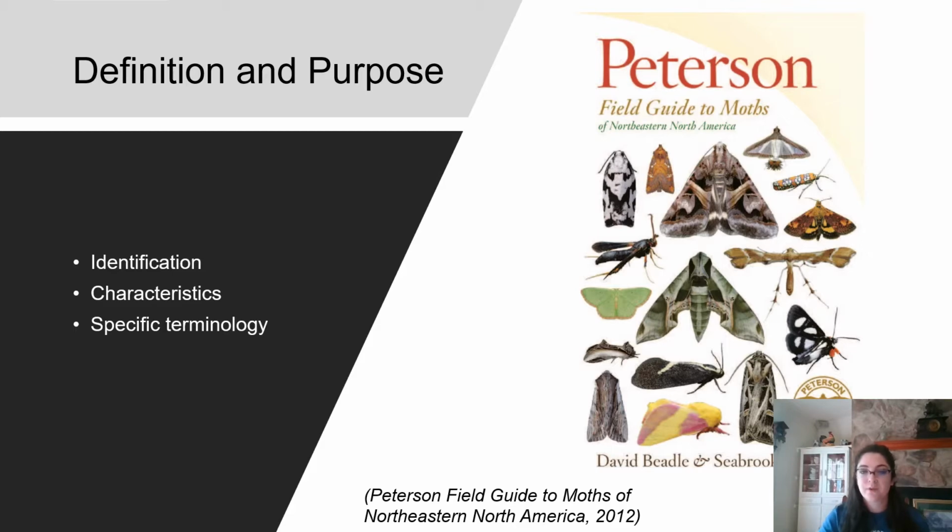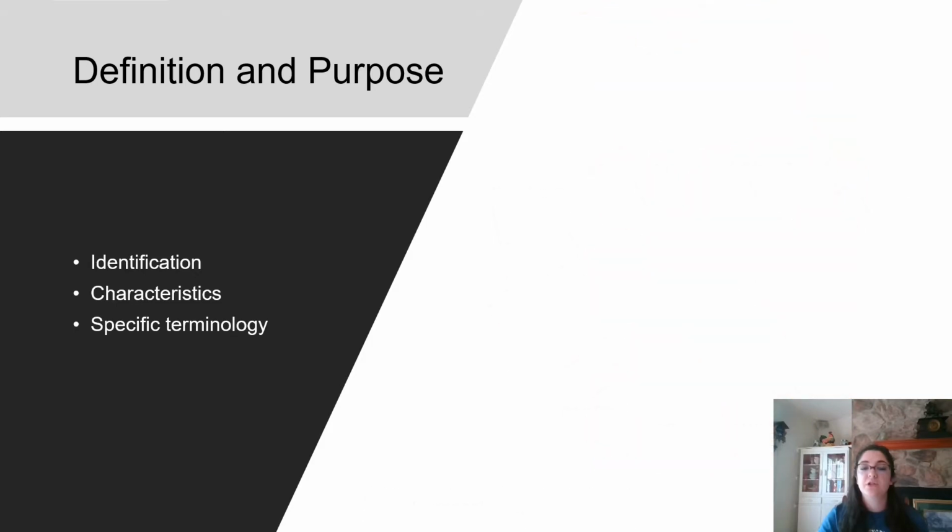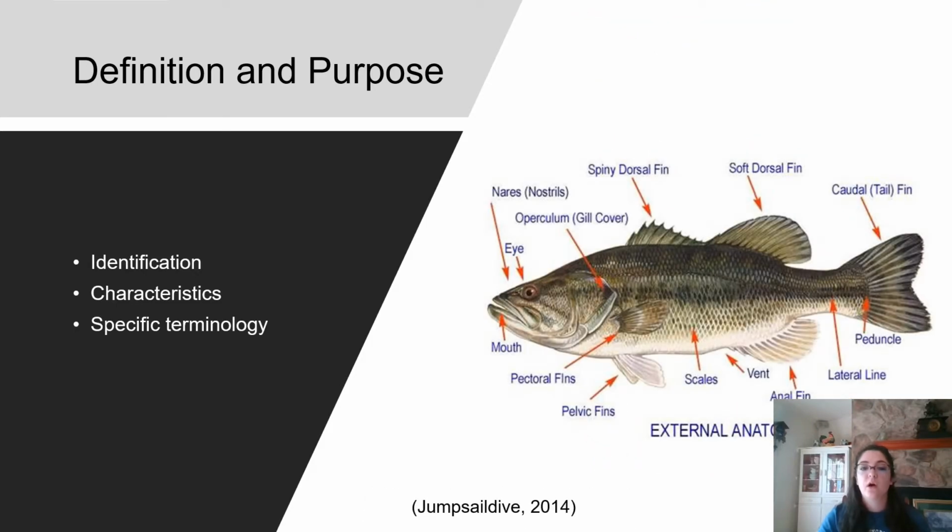Keys are very specific and are most effective when the user is extremely familiar with the terminology that the key uses. Keys that identify fishes, for instance, will ask you questions like how many spiny rays are in the dorsal fin or how many scales are along the lateral line. So this is a picture of a bass, and you can see all of the external anatomy labels on it, and those are just examples of some of the terms that you would need to identify that fish.